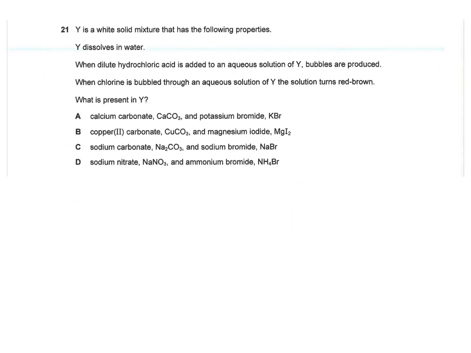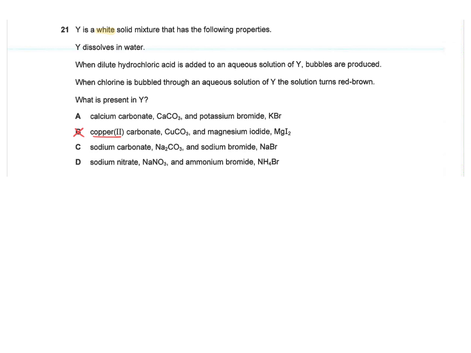For question 21, you need to combine knowledge from a few chapters in order to solve the question. So first and foremost, the question tells you that it is a white solid. Since the solid is not colored, we can immediately rule out B because copper 2 carbonate is colored, or we can rule out those that contain a transition metal ion.